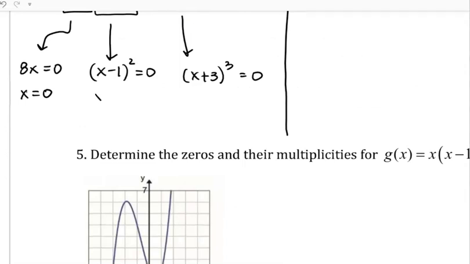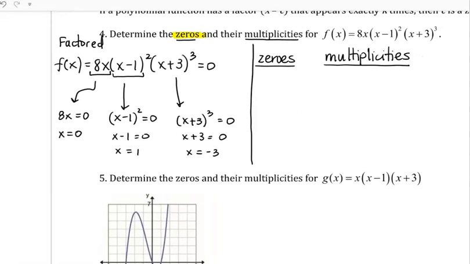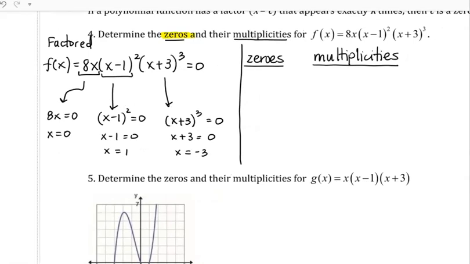The second equation, we can drop the squared by square rooting both sides and see that x is equal to 1. And in the last equation, we can get rid of the cubed by cube rooting both sides and seeing that x is equal to negative 3. So the three numbers that will make this polynomial 0 when we plug them in are 0, 1, and negative 3.